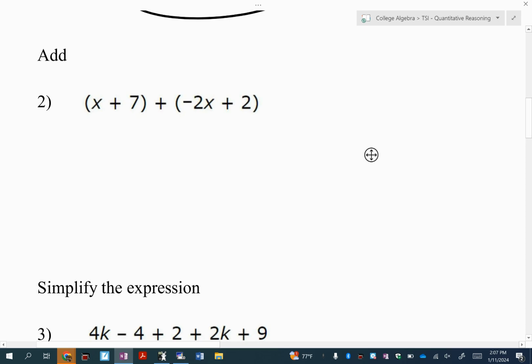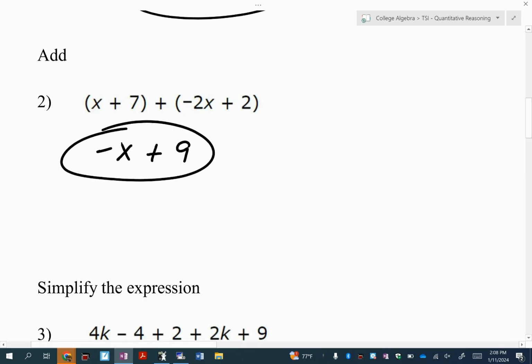So let's add x and negative 2x. What's x plus negative 2x? Negative 1x. Very good. And then what is 7 plus 2? 9. You did it. Nice job.